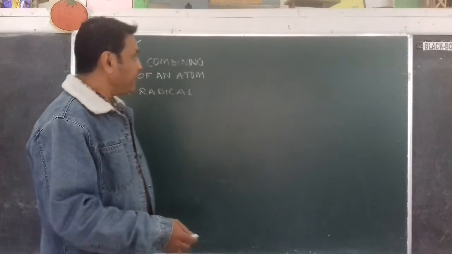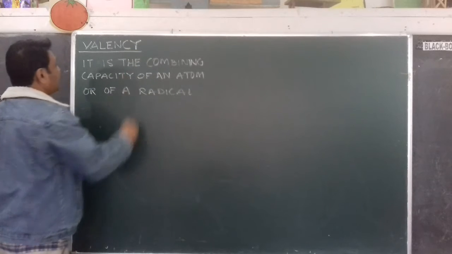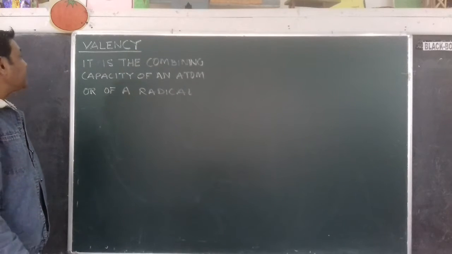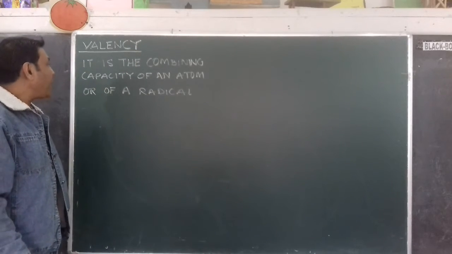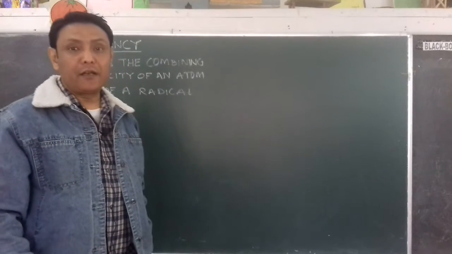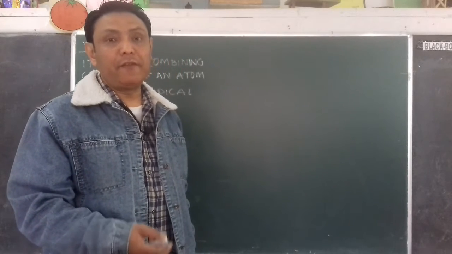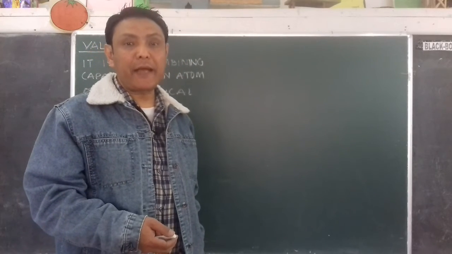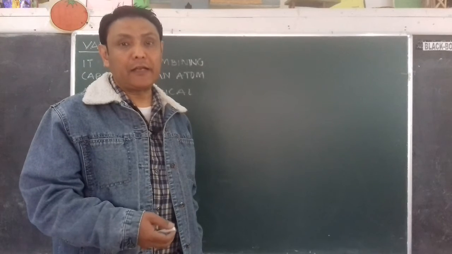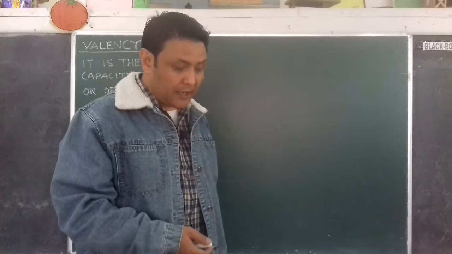Now the first thing we come to is valency. What is valency? Valency is the combining capacity of an atom or of a radical. Just remember, valency is a combining capacity of an atom or a radical. That's all you have to remember. That's what valency is all about.